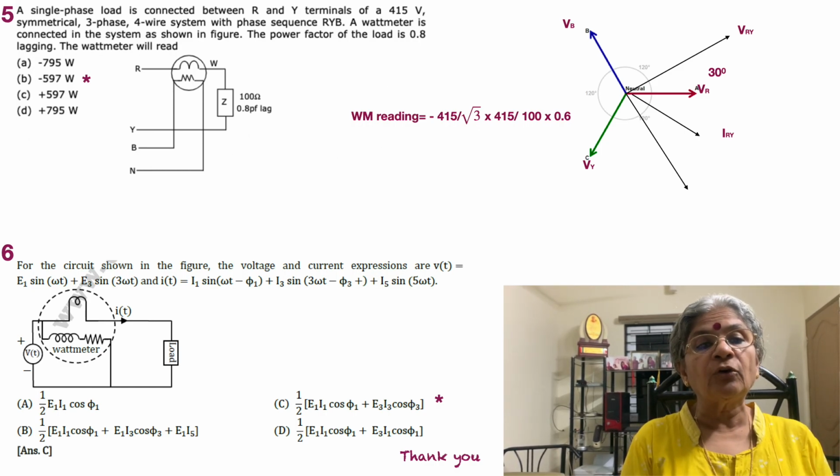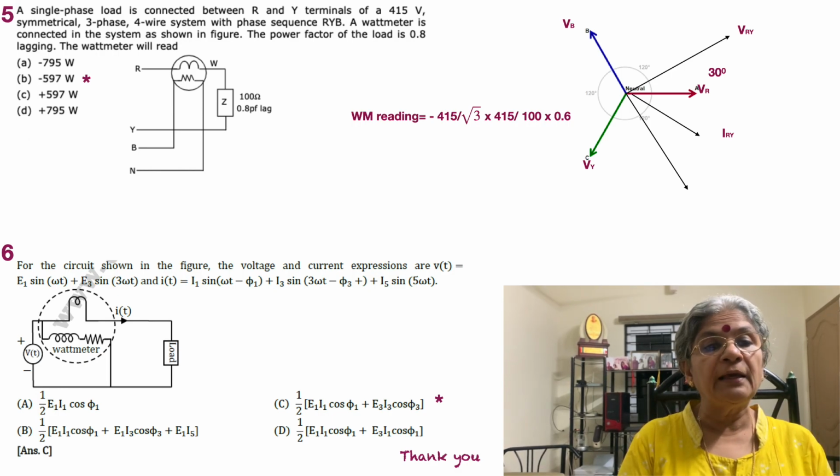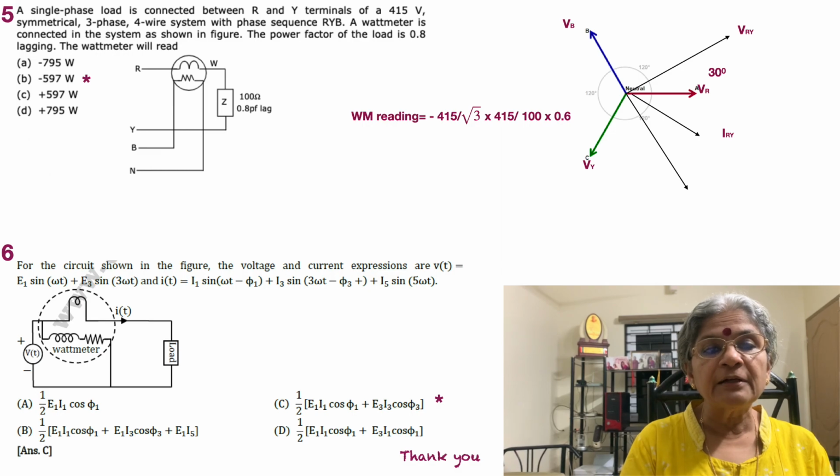It sees a current coil as given by 400 volt, because R-Y, so I have drawn R-Y here. We have VR, VY, VB. VRY is at 30 degrees with respect to VR, and here we see that it is the line voltage, which is already given as 415. So 415 is the voltage.